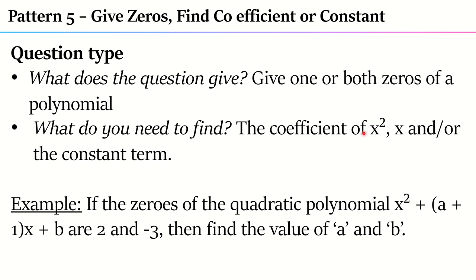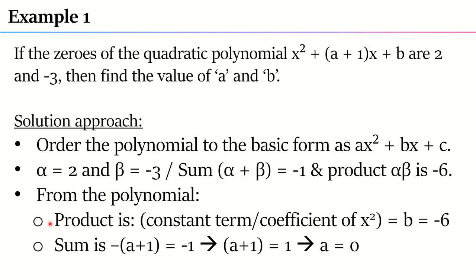So in the example problem, you see there's a quadratic polynomial x square plus bracket a plus 1 x plus b. For this polynomial, the zeros are 2 and minus 3, sorry, 2 and minus 3. You require to find out what is the value of a and what is the value of b. Well, let us see how to proceed with this.